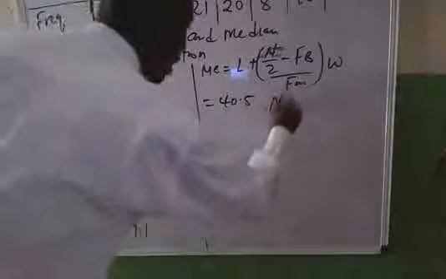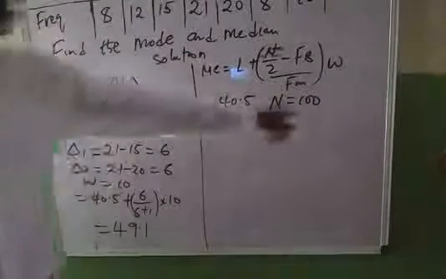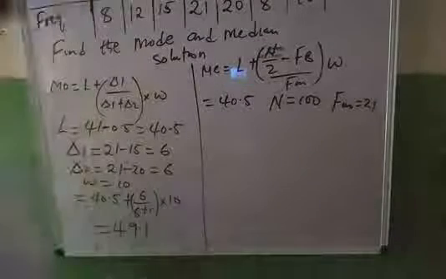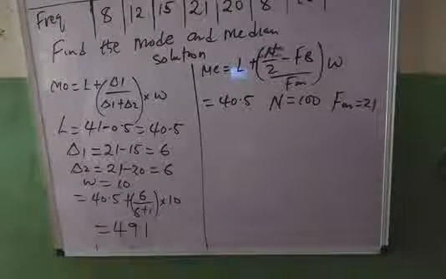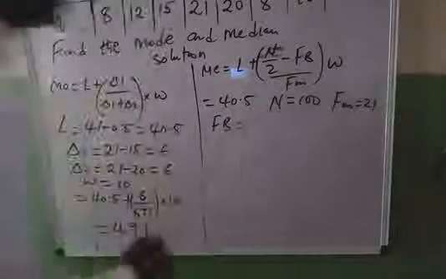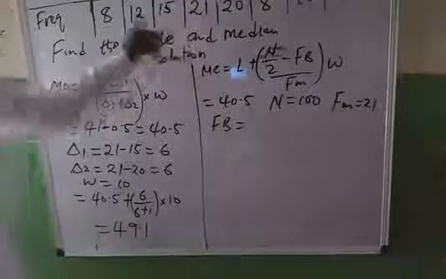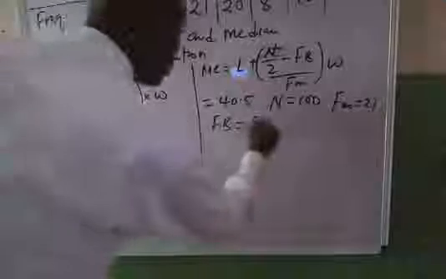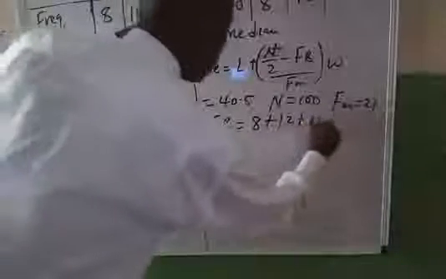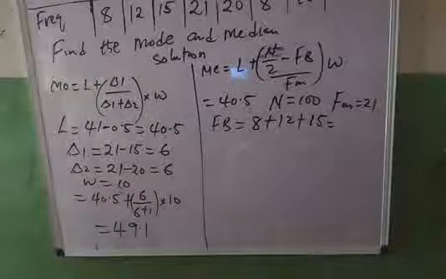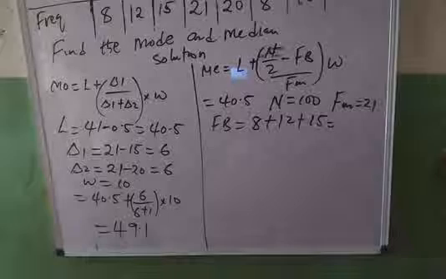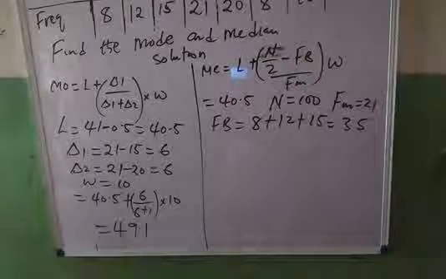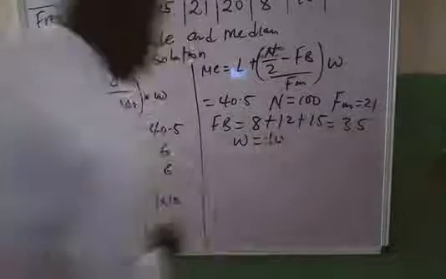Then, we know that N is the total frequency, which is 100. And the frequency of the median class, FM, is 21. Then we have FB. FB is the cumulative frequency of the classes before the median class. That means we add 8 plus 12 plus 15. If you add it together, that will give us 35. Then we know that the class width W is equal to 10.